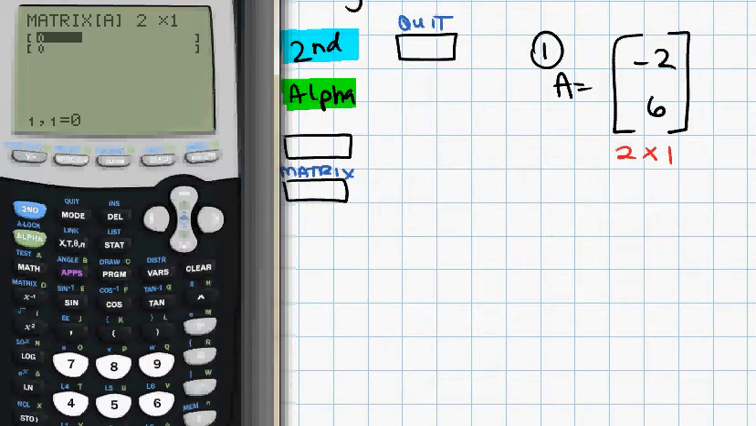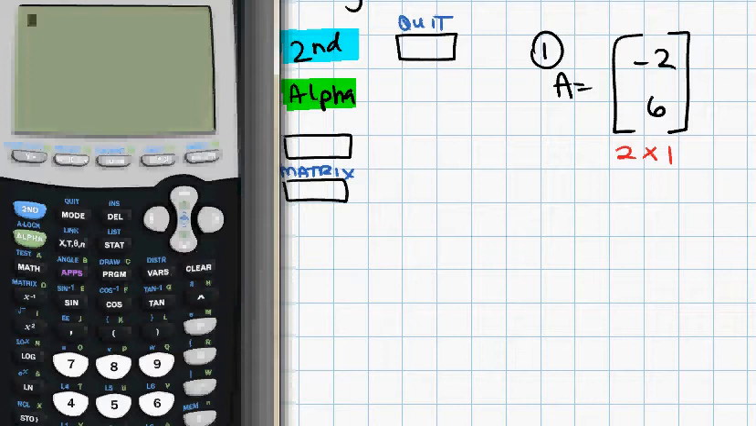Now we need to type in the 2 numbers of our matrix. We're going to put -2 in the first row and 6 in the second row. And every time you're done typing a matrix in, you must quit. If you don't quit, awful things happen. So you should now be back at a nice plain home screen.